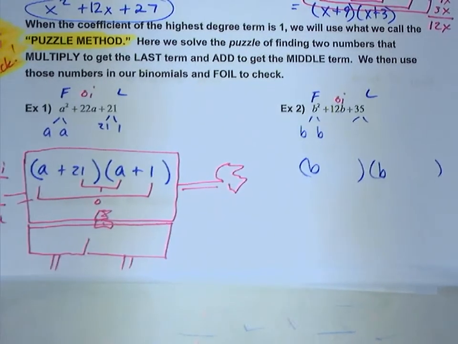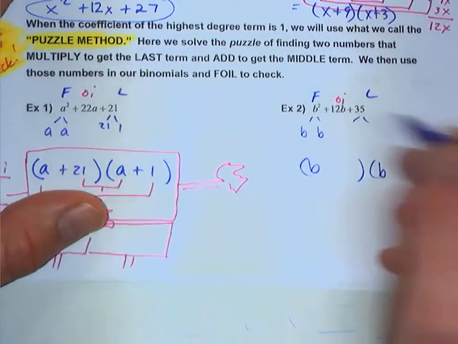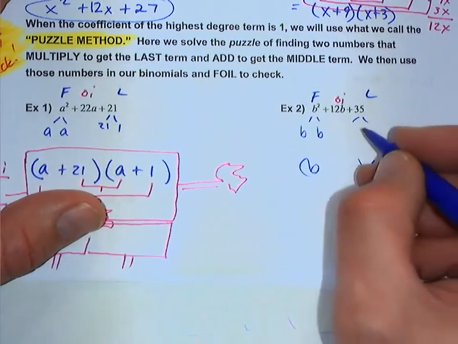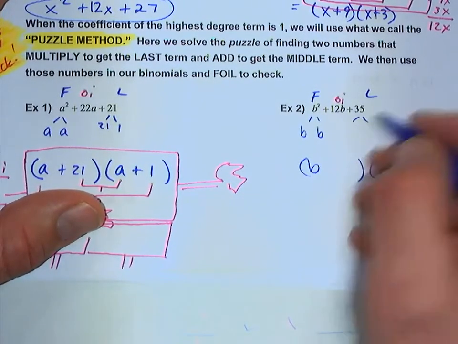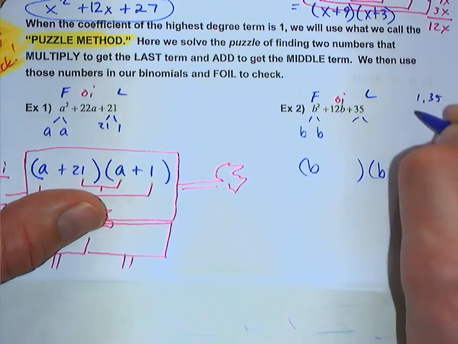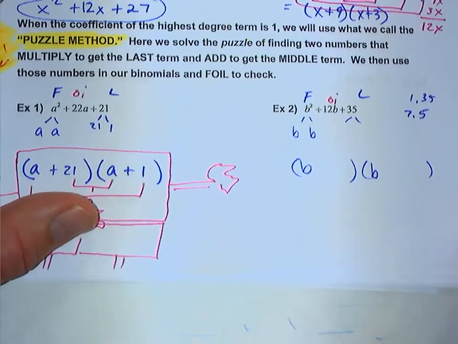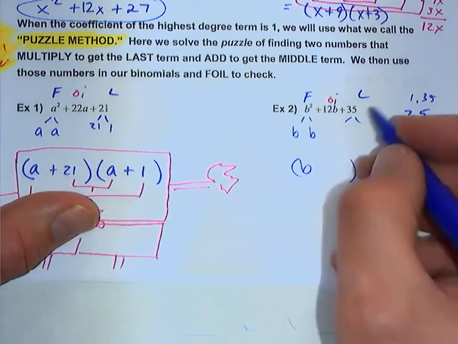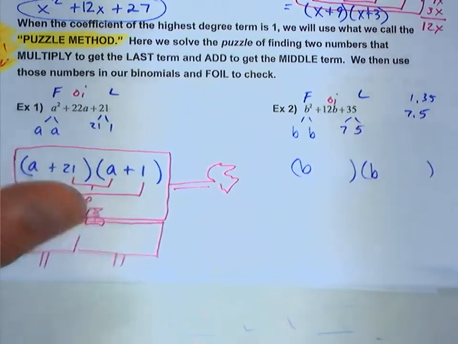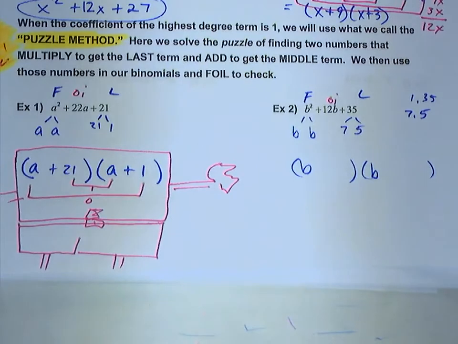1 and 35. What else? 7 and what? 7 and 5. Do 7 and 5 add up to 12? So 1 and 35, 7 and 5. Is there any others? Does that add up to 12? You betcha. And if you guys aren't good with addition and subtraction, use your calculator, right?